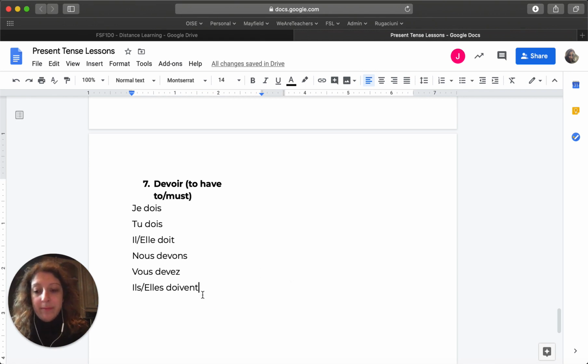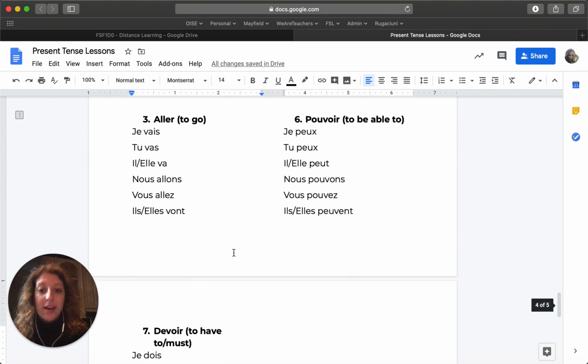So, for example, we have tu dois faire la lessive. You have to do the laundry. Nous devons nettoyer. We have to clean. Vous devez écrire les notes. You have to take notes. Okay, stuff like that. So these are our top 7 most common verbs and how they conjugate.